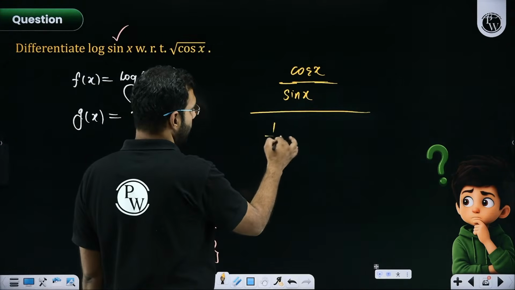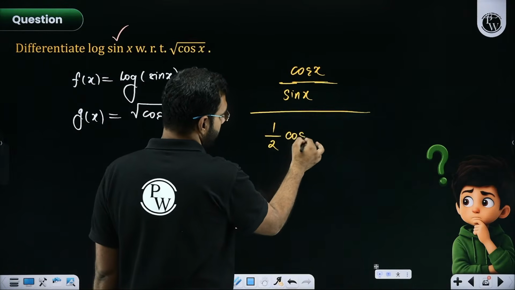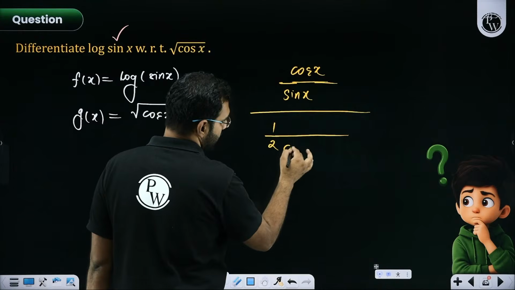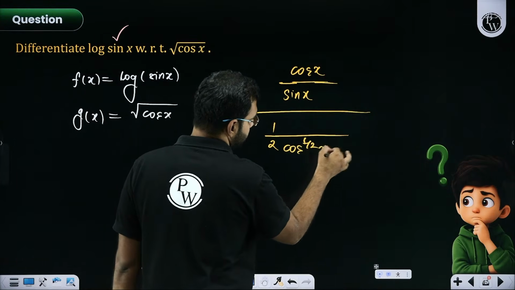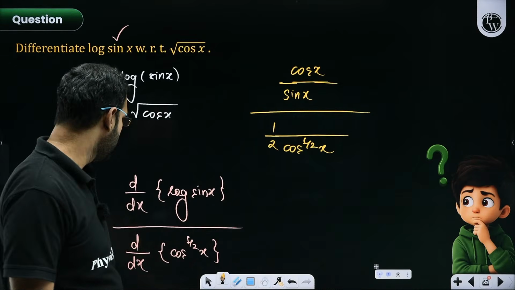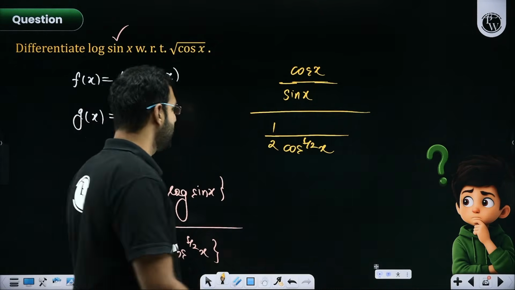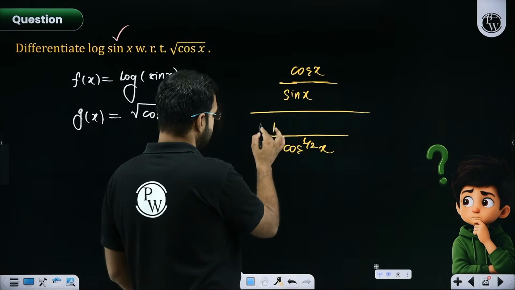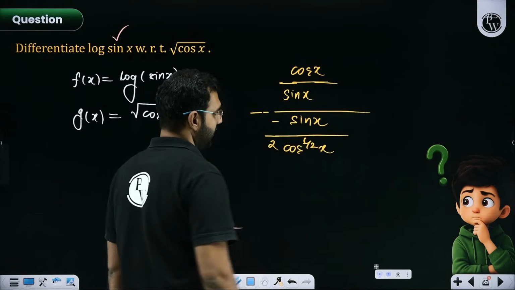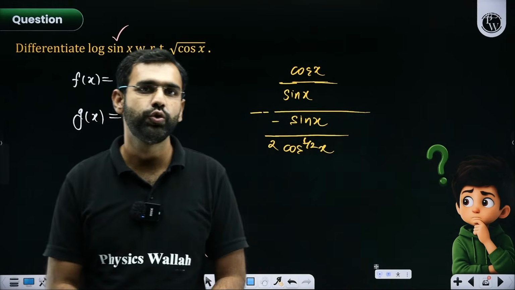So it is 1 by 2 nx to the power n minus 1. So 1 by 2 cos x to the power 1 by 2 minus 1, which is cos x to the power minus 1 by 2, which is cos x to the power 1 by 2 in the denominator. But sir, as per chain rule, cos x should also be differentiated, which is clearly minus sin x. Everybody understood it? Any confusions?